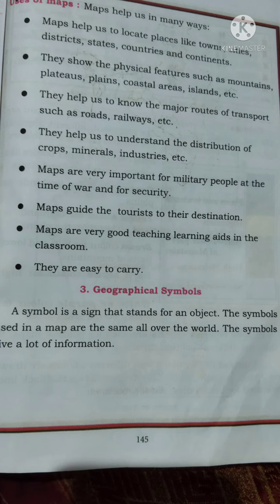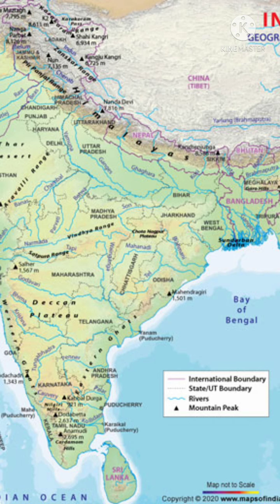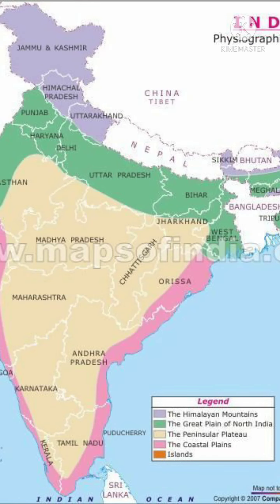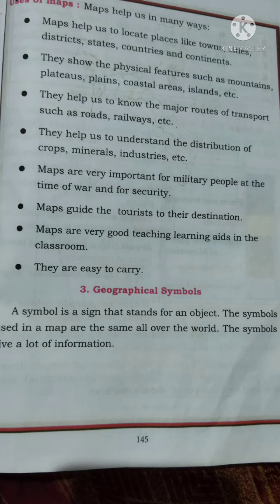Next, they show the physical features such as mountains, plateaus, plains, coastal areas, islands. Everything is explained. Everything is seen in the map, in different kinds of maps here. See in the picture, the blue color represents water bodies, and in another picture, the pink borders represent the coastal areas of the country. Like this, we have different kinds of maps which represent the different parts of the land.